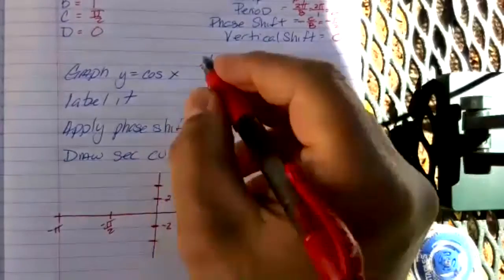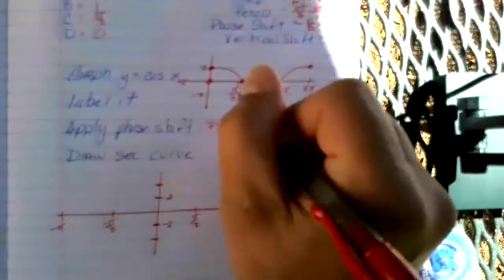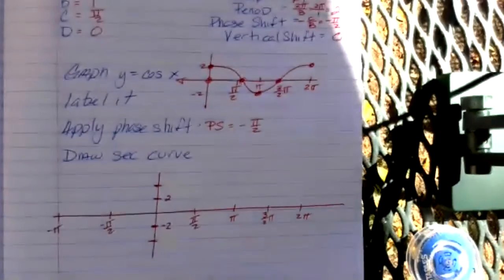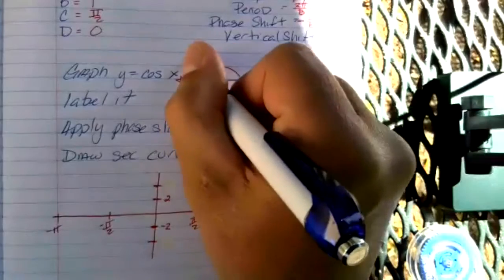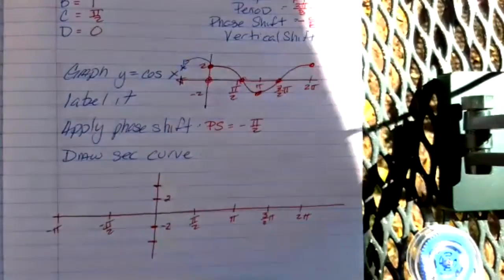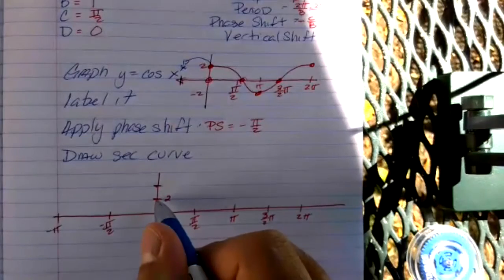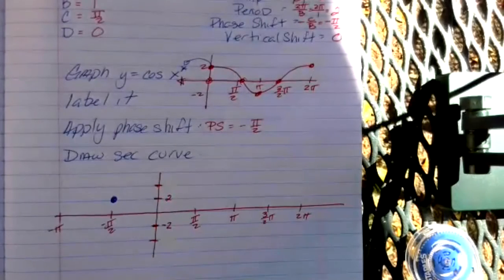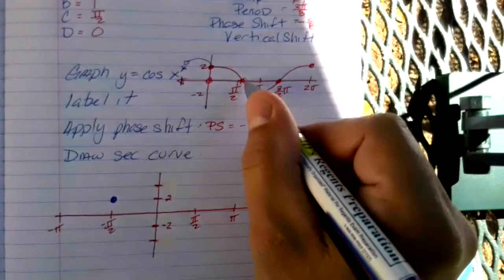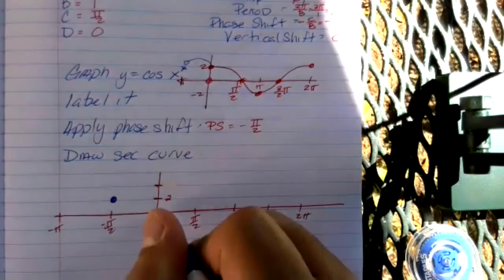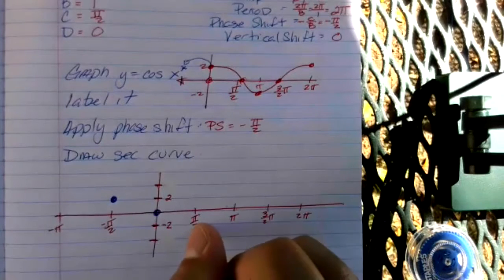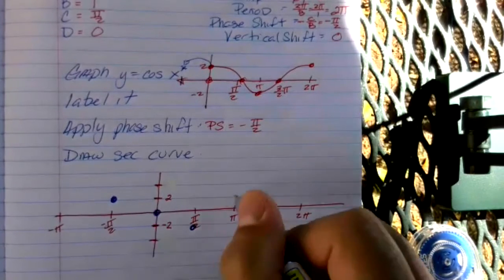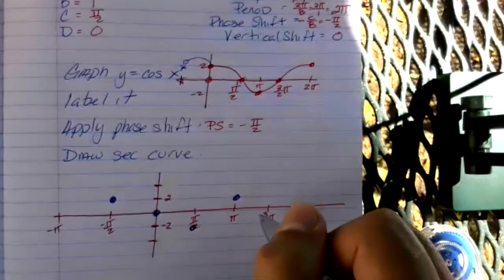So if I'm shifting this graph to the left half pi, that means this point is going to be over here. The point that once was on my y-axis is going to be over here. I'm going to move it to the left half pi. And the same thing with my point that was at pi over 2 is going to move over half pi. So that's going to be here. And my point that was at pi is now going to be at half pi. And this will continue on.